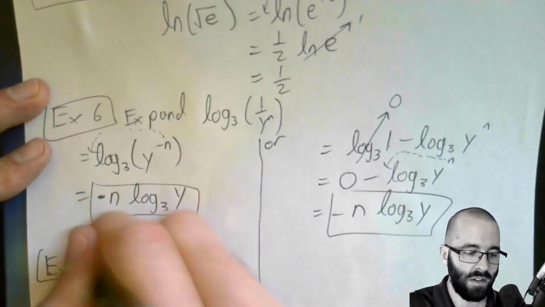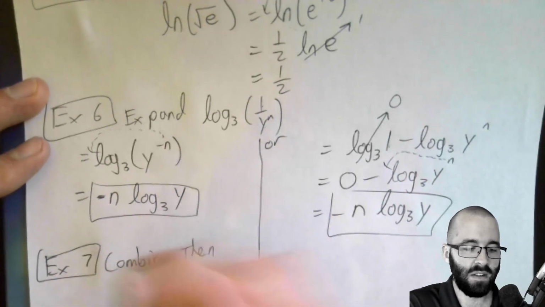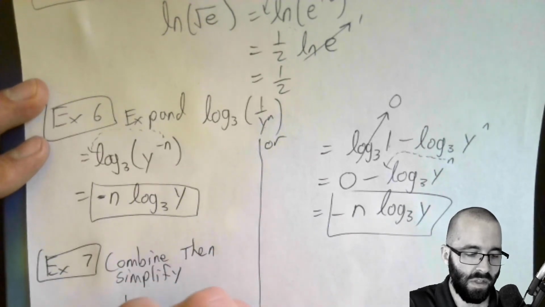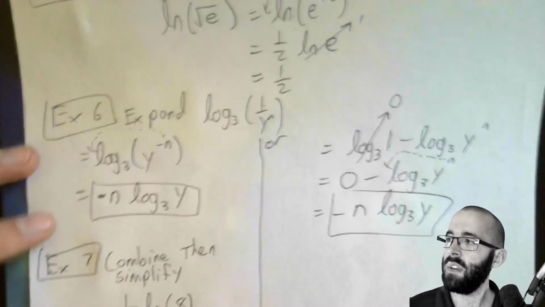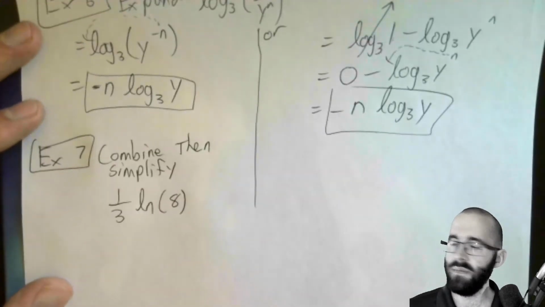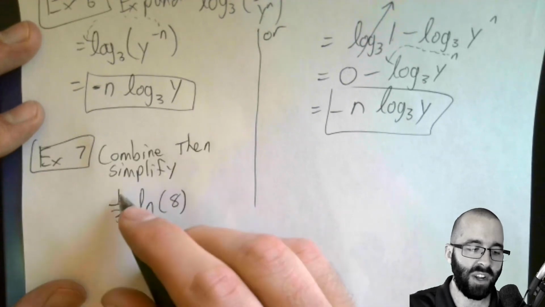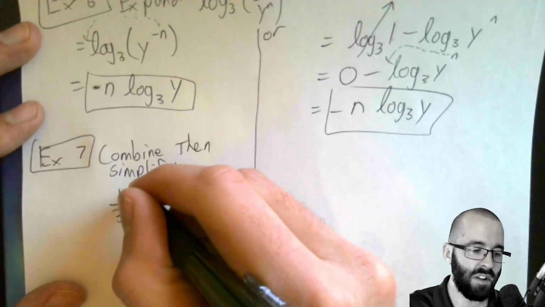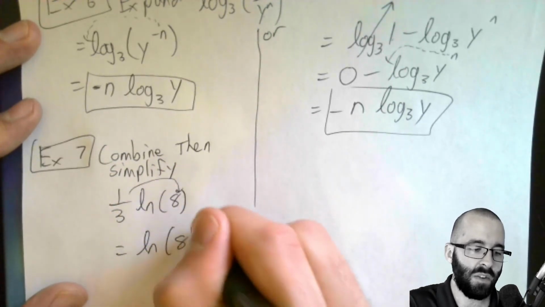Example 7. Combine, then simplify. 1/3 times the natural log of 8. Well, if we can take the exponent and bring it out in front, we can go the other way too. Let's take this out in front and make it an exponent. This is going to become the natural log of 8 to the 1/3.